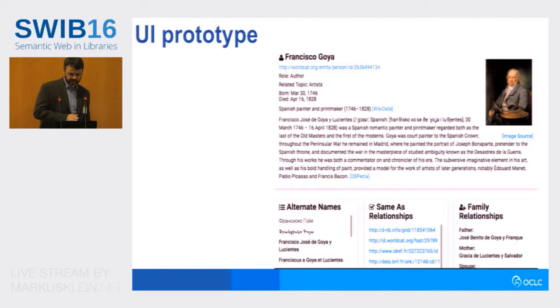What's interesting here is that you can see some of the information, the picture, the little tagline, Spanish painter and printmaker, and that extensive description are actually not stored in the person entity. They're just stored as links, and then at render time, we go out and grab that and display it. You can see the alternate names are listed, same as relationships, and something fun that we experimented with was grabbing the family relationships out of Wikidata. I don't have a good example, but for some of those, we could actually link back to other person entities.